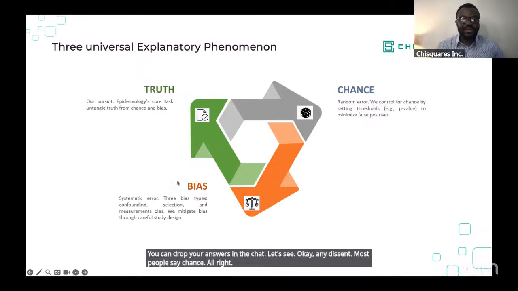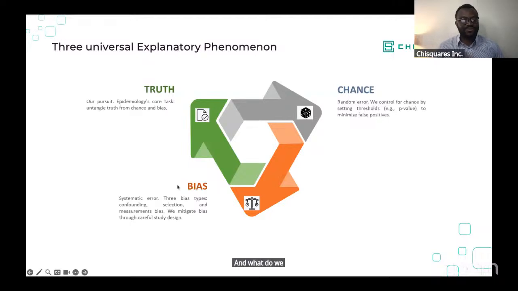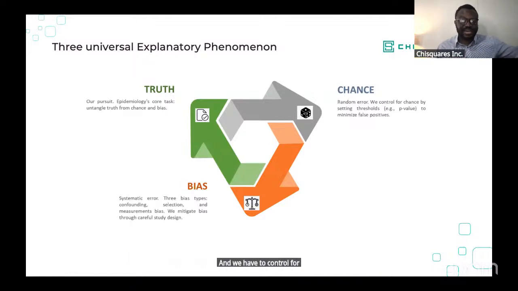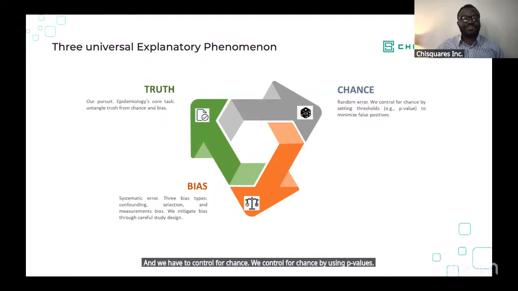And what do we control for with bias? We'll get into that, but how do we control bias? We want the truth, but the truth is not just hanging somewhere in space. The truth is intermingled with bias and with chance. And so we said we have to control for bias and we have to control for chance. We control for chance by using p-values. How do we control for bias?